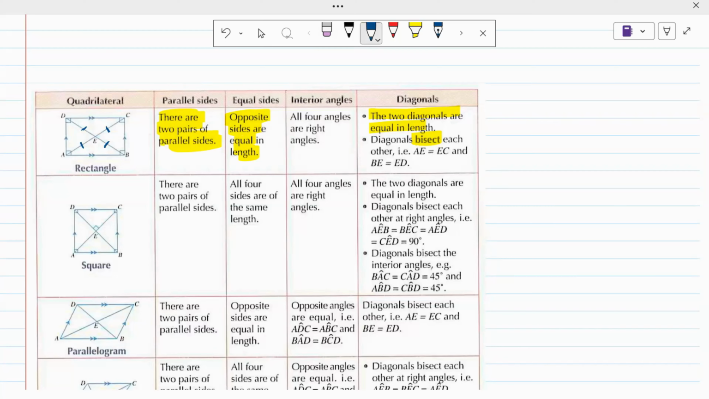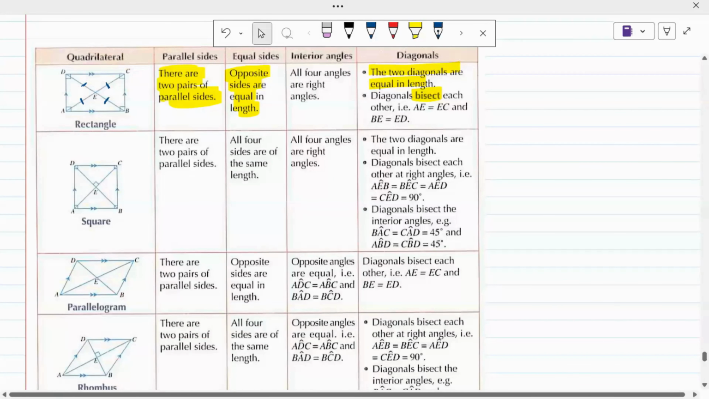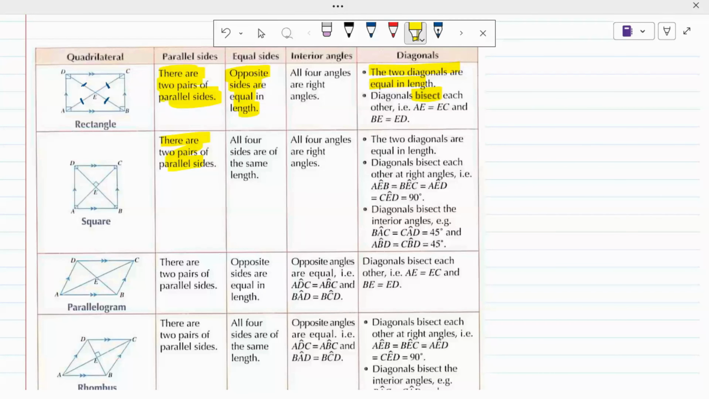Moving onward, we have the square. Square and rectangle have similar properties except one. They have two pairs of parallel sides. All four sides are the same length. All four angles are 90 degrees. No, wait. In case of a rectangle, we have two pairs of equal sides, but in a square, all four sides are the same.